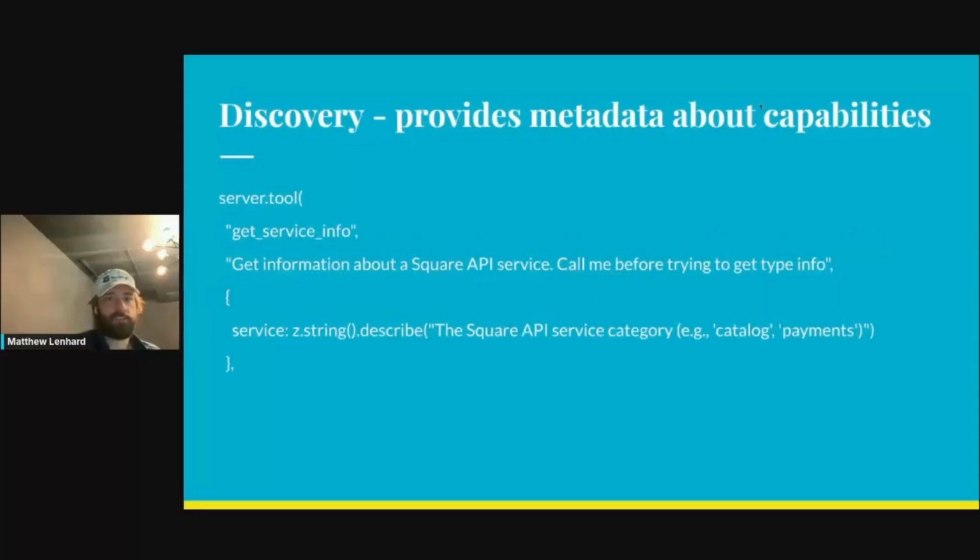And just to show you the code so you get a better idea, they've got the get service info tool. Basically, you pass in the category of the API you want to call. So in this example, it's catalog and payments. And then it will return information about what those can do.